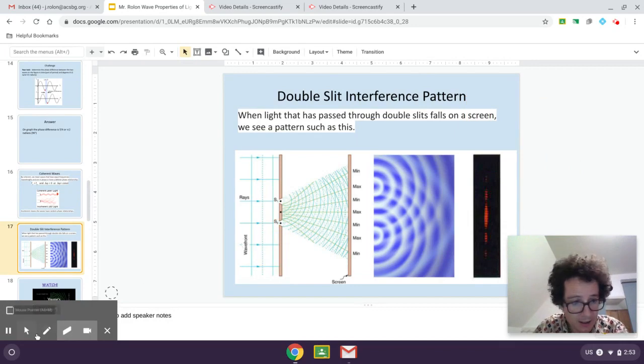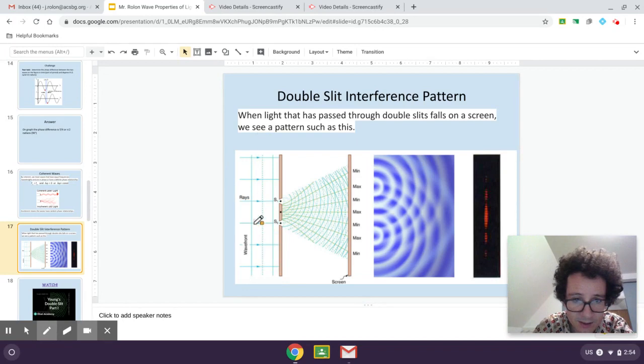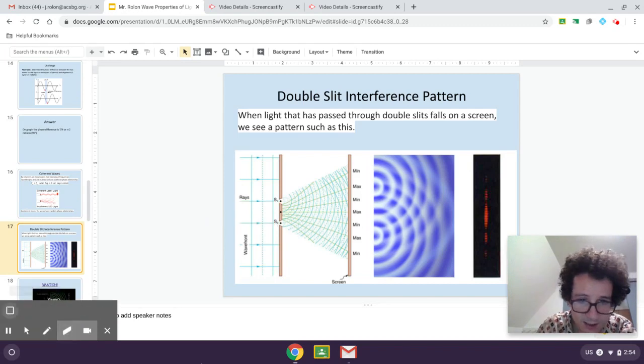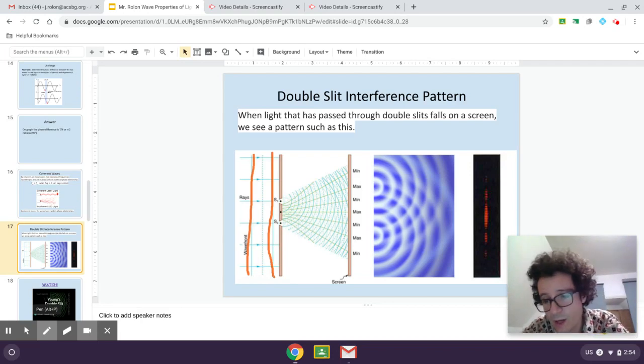Let's imagine that here, as in the example I told you with the waves in the ocean, we have light that is coming this way. In this case, these lines here represent the crest of the wave. You're going to say, wait a minute, this doesn't look like a wave.